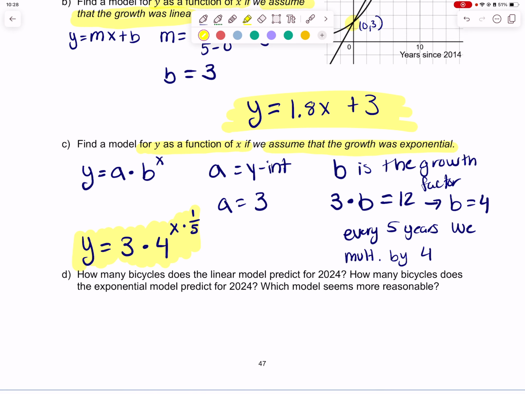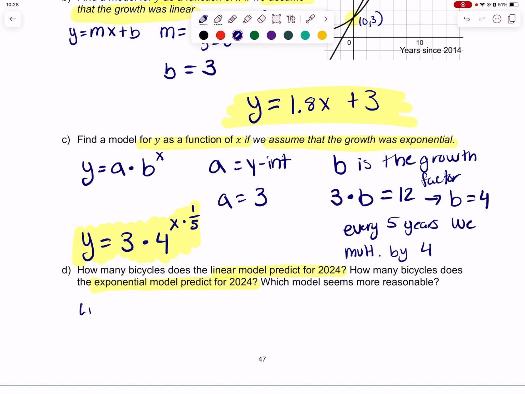So now for our last part here, we want to know how many bicycles does the linear model predict for 2024? And then how many bicycles does the exponential model predict for 2024? So to start, for both of our models here, we wrote them as our x's being years since 2014. So I need to think about how many years is 2024 since 2014. This one happens to be, it's 10 years. So we want to replace our x in both of these models with 10.